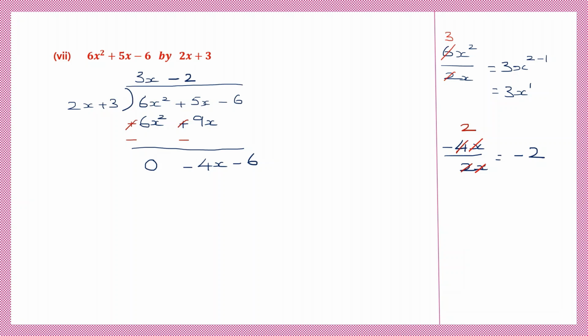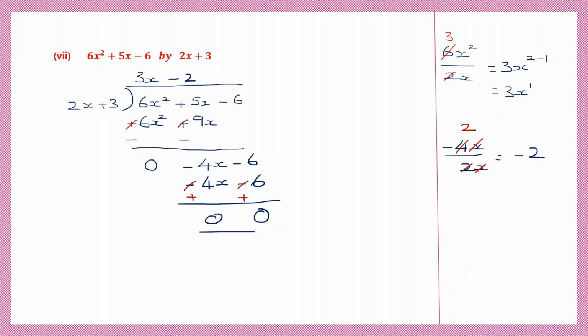Now we need to multiply minus 2 into 2x first. Minus into plus is minus. 2 2s are 4, 4x. Now we need to multiply minus 2 this time into plus 3. Minus into plus is minus. 2 3s are 6. So that part is done. Now we need to subtract. So minus becomes plus, again minus becomes plus. So here we have minus 6 plus 6, which becomes 0. And on the other side also we have minus 4x plus 4x, which becomes 0.